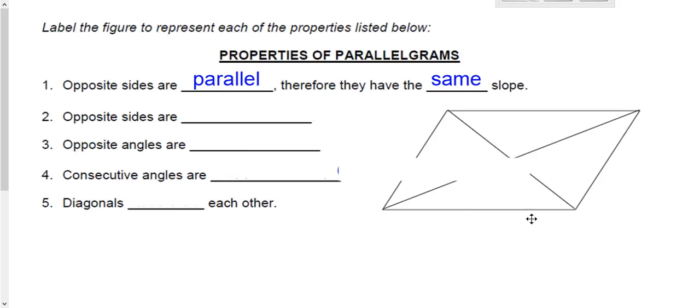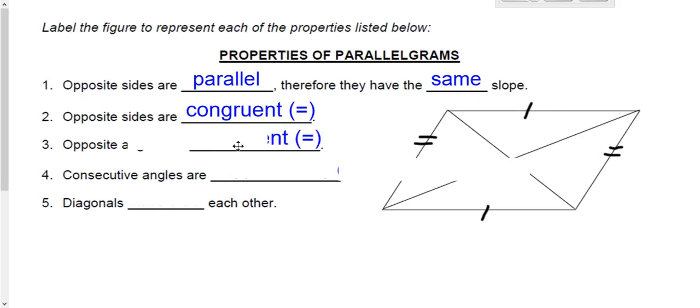Same with the top and the bottom. Opposite sides are also congruent. If I put a congruent mark, this side is congruent to this one, the one opposite. And this side over here is congruent to its side opposite. They're the same measure.